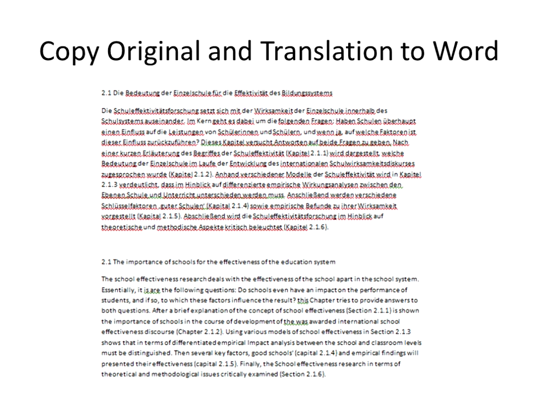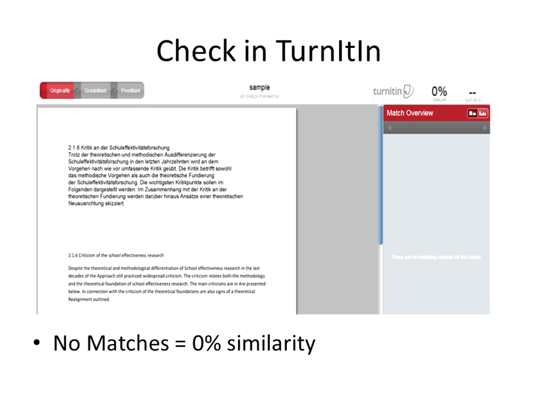I then copied it right below without doing any editing. And you know, it says the school effectiveness research deals with the effectiveness of the school apart in the school system. The wording is a little bit off, so if they're kind of competent, they would go back and rephrase a couple of the sentences, and they could work with that. I put it into Turnitin, and it has a 0% match. That just means that it's trying to match something in English to something in German, and it doesn't.